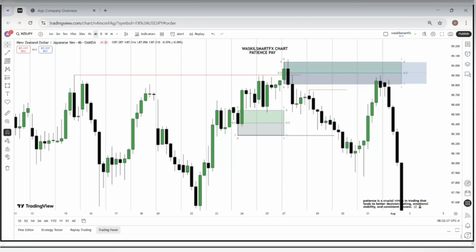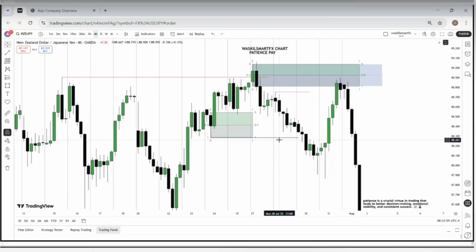So let me go into it. I can't see the screen anymore. I'll put it on the screen now. Okay, let's go to the lower time frame.